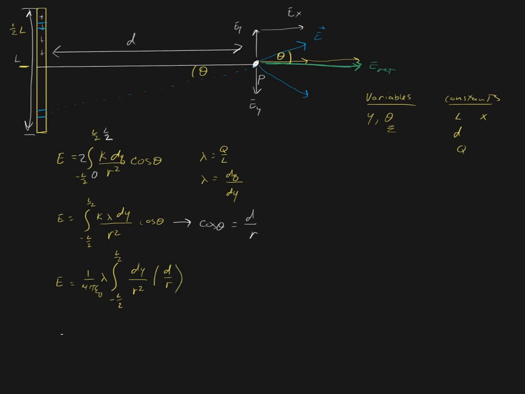So continuing on, we get E is equal to 1 over 4 pi epsilon naught times lambda. This d is a constant. We've identified that as a constant because it's just the distance from the rod to that point in space. L and d and x are one and the same value. So we'll pull that d out. And that's going to give us the integral from minus L over 2 to L over 2 of dy over r cubed.